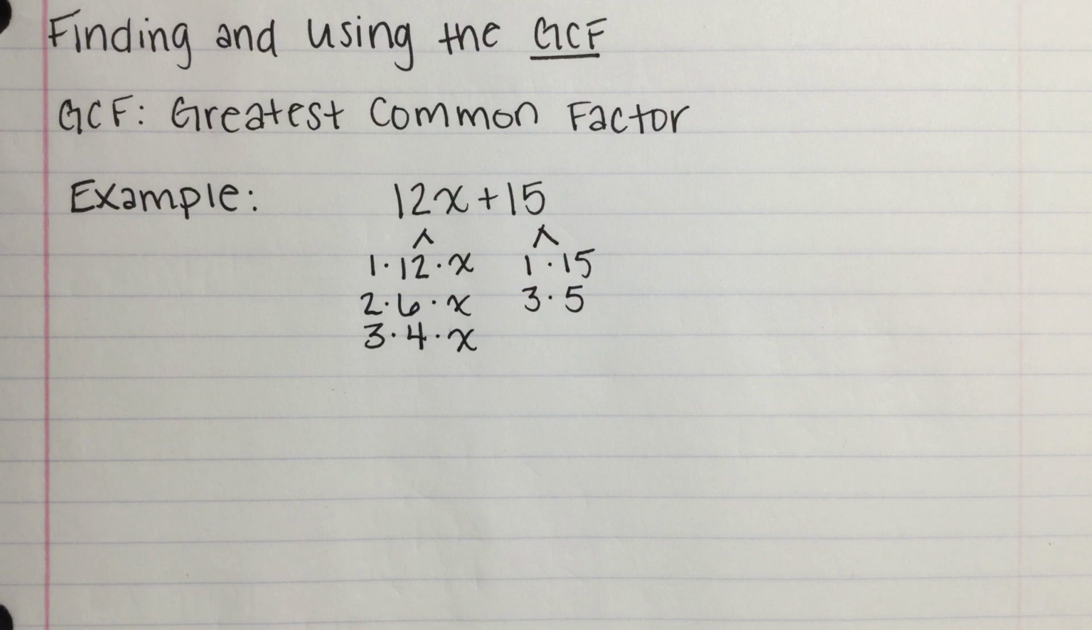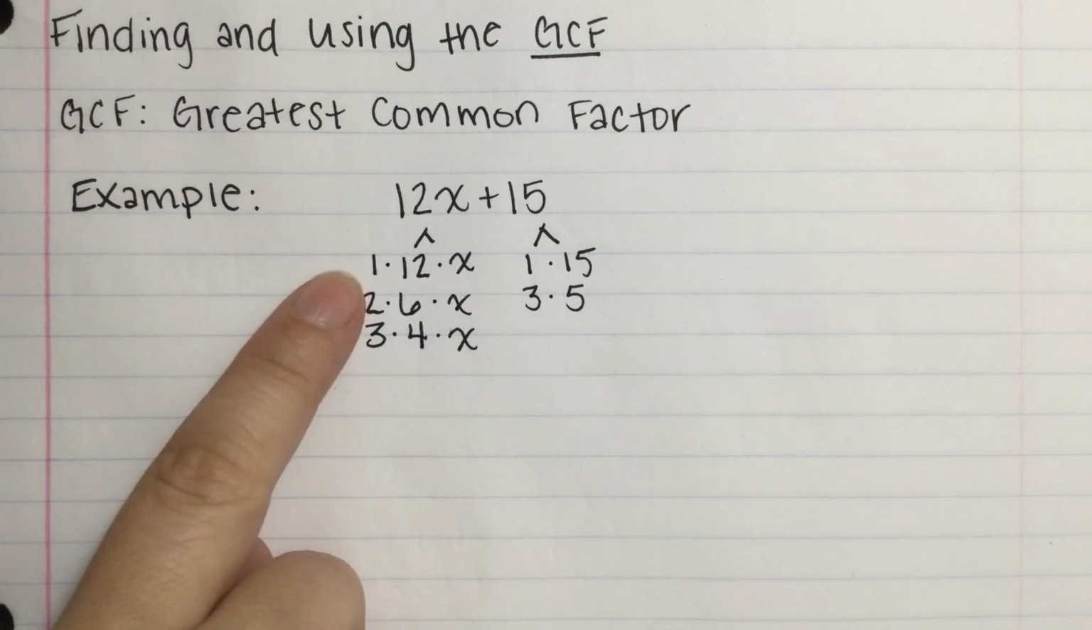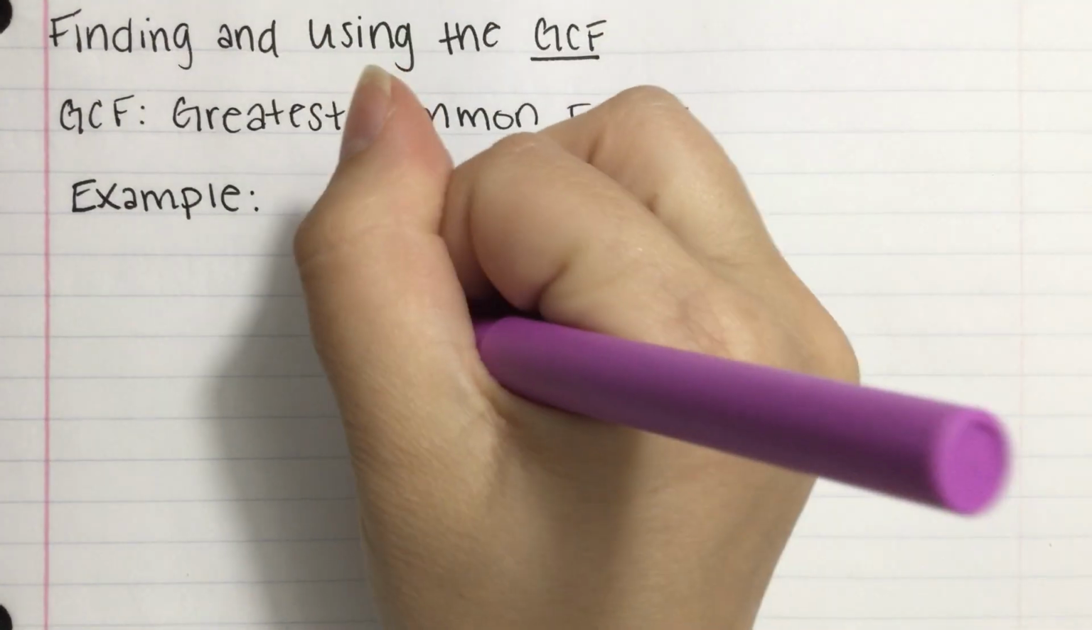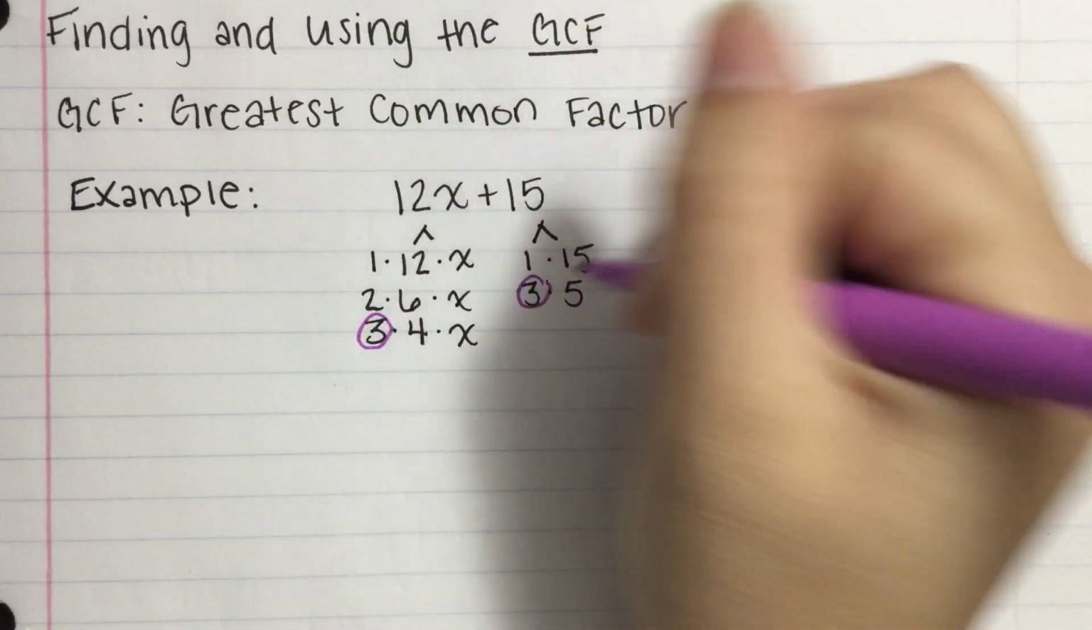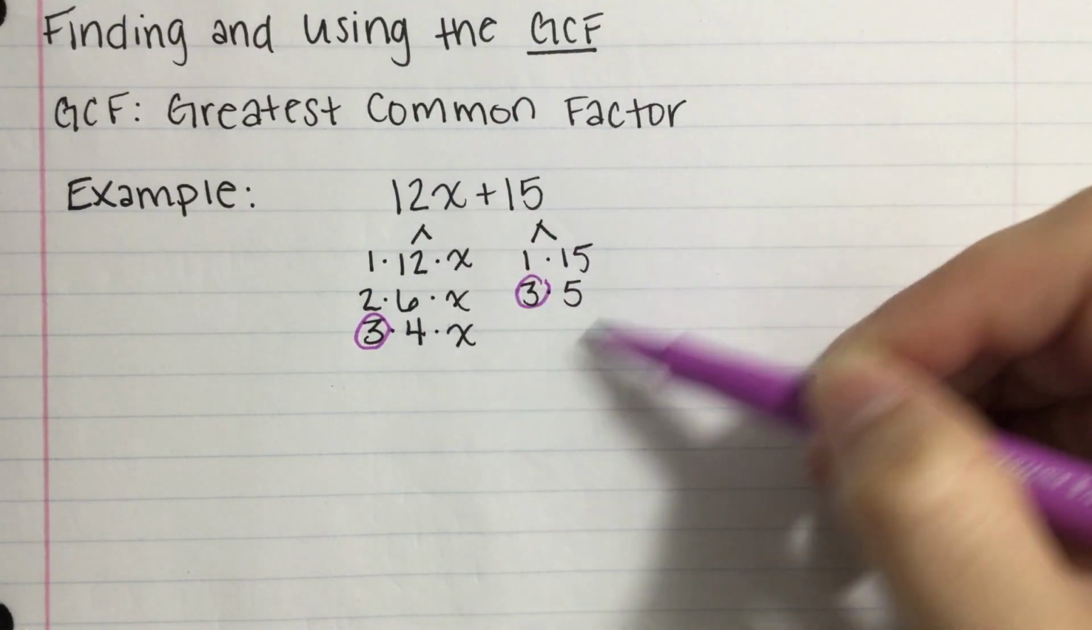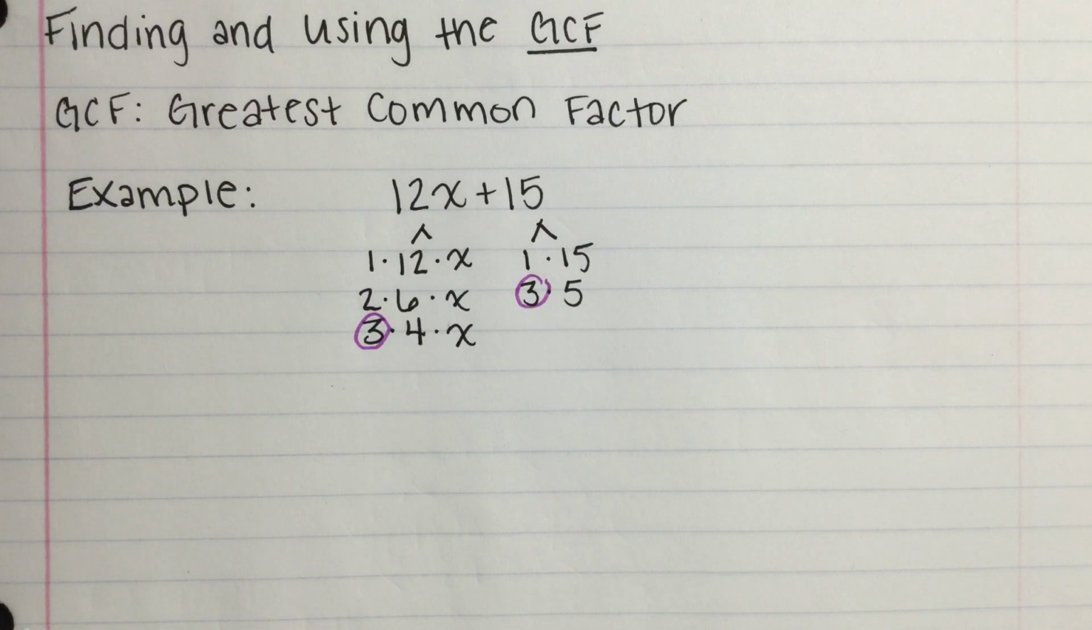And then if we look at 15, we can do 1 and 15, 3 and 5. And so what we want to do is look at these two lists and find the greatest thing that they have in common. So they both have a 1, but that's not the greatest one because they also both have a 3. So I'm going to go ahead and circle that. Now only 12 has an x, so they do not both have one. If they did, that would change how we do this.